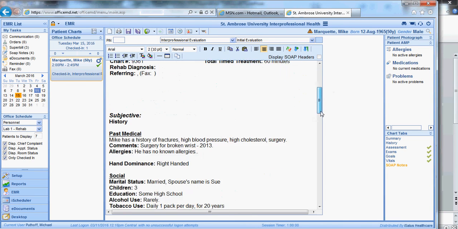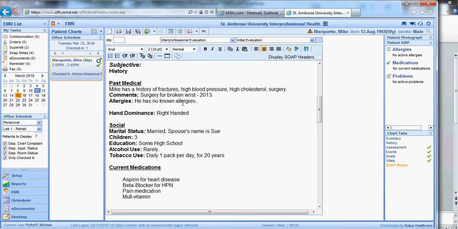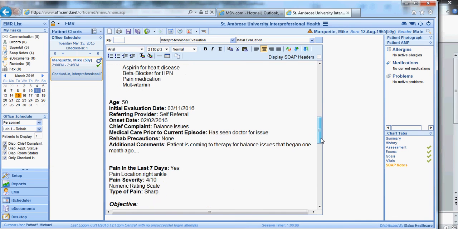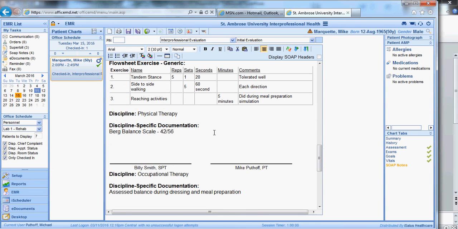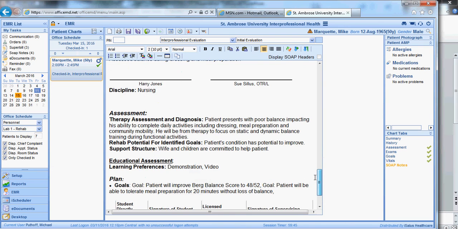We can go down and scroll. We have our history, so you see everything that I typed in as we go. Pain, everything along these lines. And you notice within the note there's these subsections. So you see physical therapy. There's a point for us to sign this to document this is what we did. You see occupational therapy has the same thing.